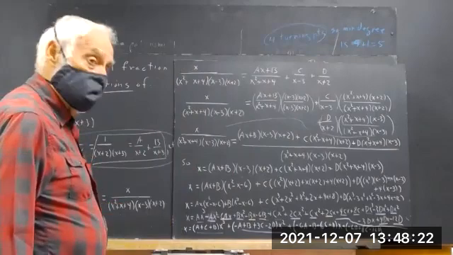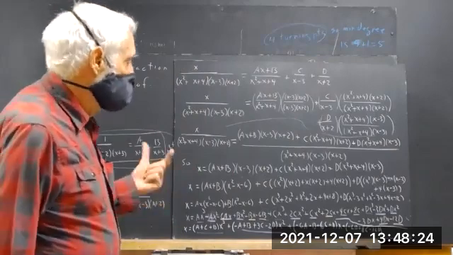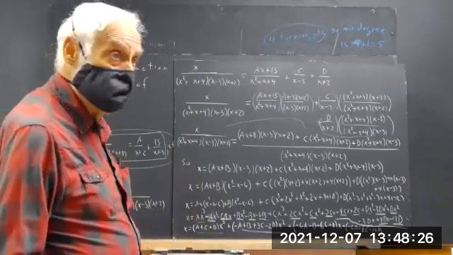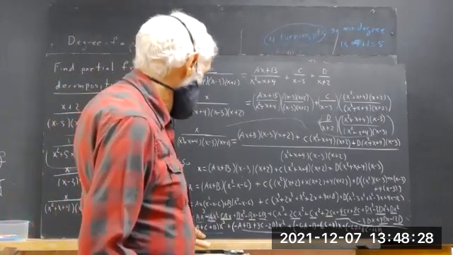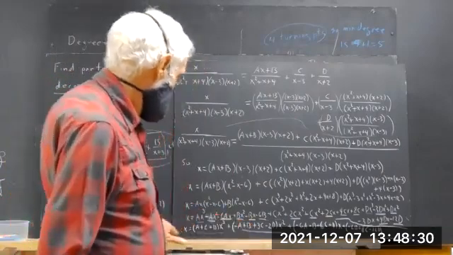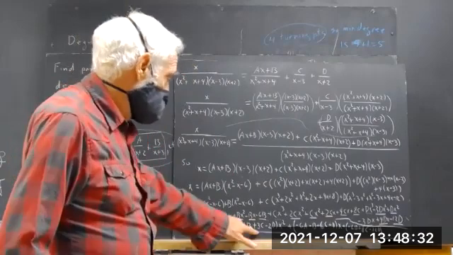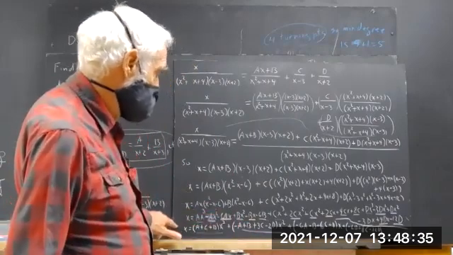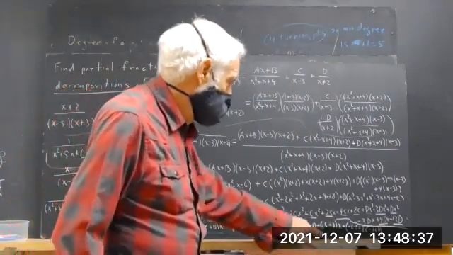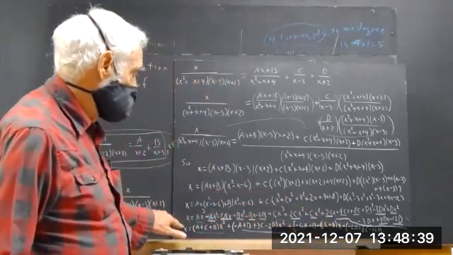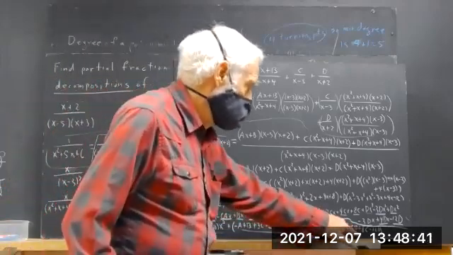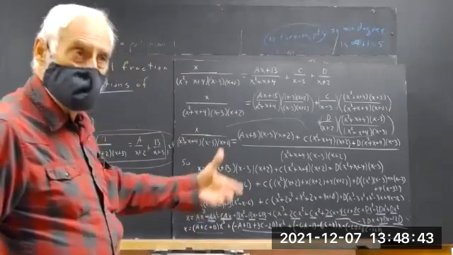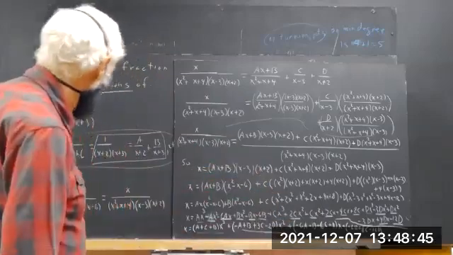Okay, so what does this give us? It gives us 4 simultaneous equations. This has to equal 0 because there's no x cubed over here. This has to equal 0 because there's no x squared. This has to equal 1 because there's 1x. And this has to equal 0 because there's no constant.